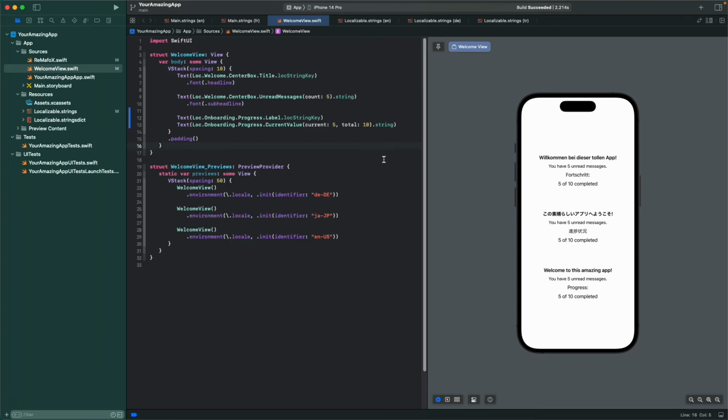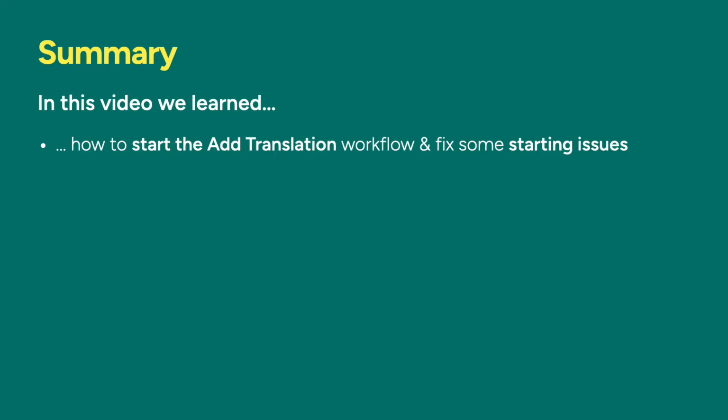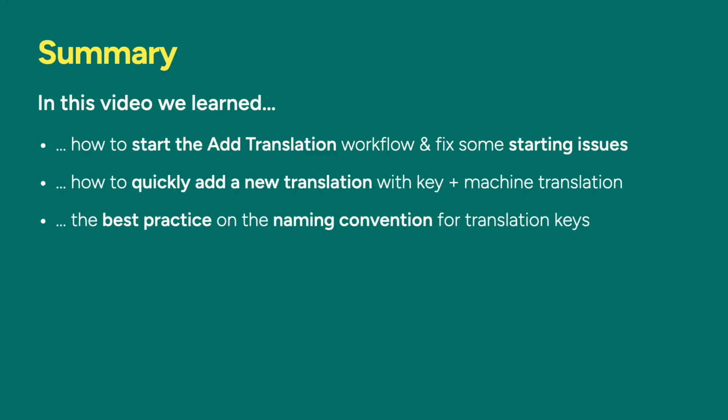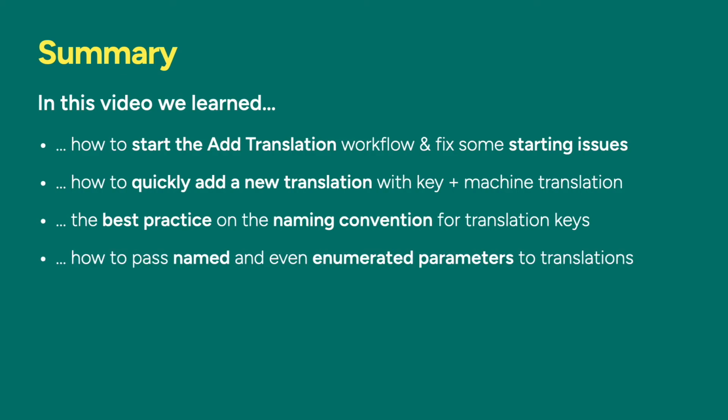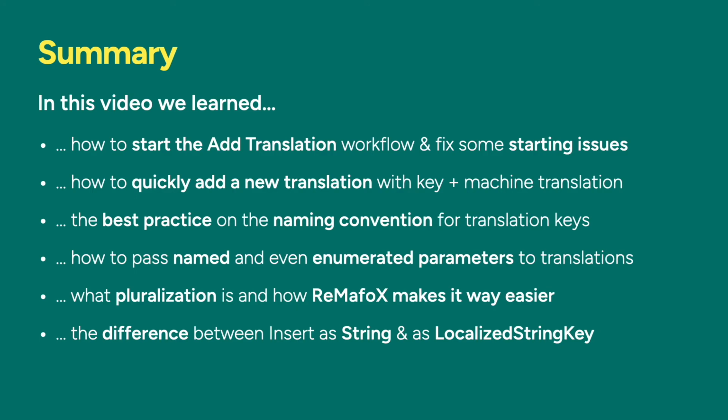Alright, this video was packed with information, so let's summarize what we've learned. In this video, we learned how to start the add translation workflow and fix some common starting issues. We learned how to quickly add a new translation by providing the key and machine translating. We learned the best practice on the naming convention for translation keys. We learned how to pass named and even enumerated parameters to translations. We learned what pluralization is and how RemafoX makes it way easier. And we learned the difference between insert as string and insert as localized string key.